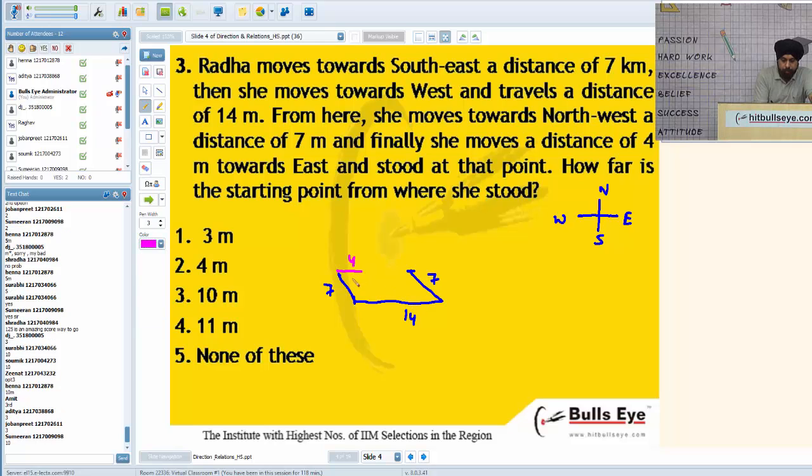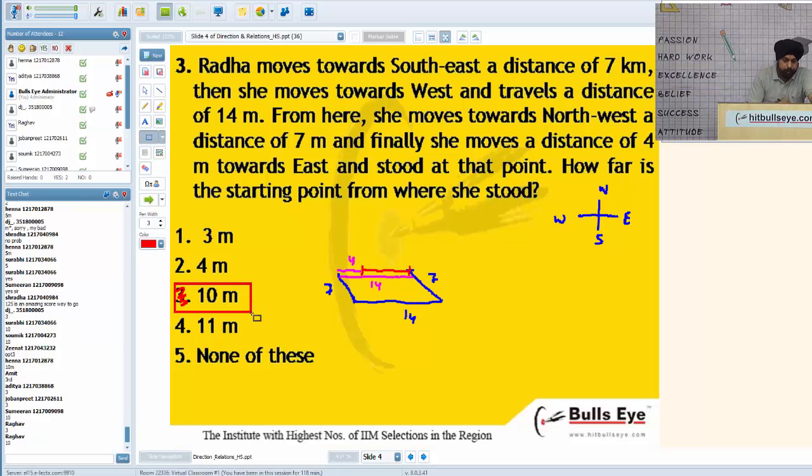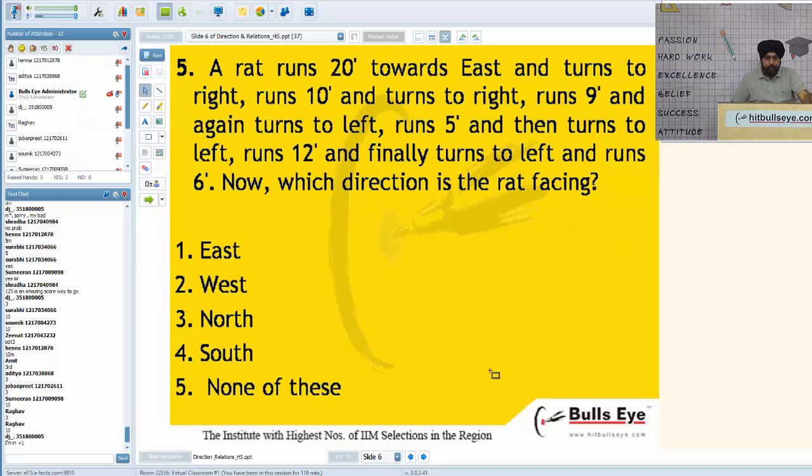Now this was 14 here, students, so this means the complete distance from here will be 14. Now this 4 has been traveled, so how much will this distance be? This will be equal to 10, which is given in choice number 3. Okay, that's fine. Answer this, students.